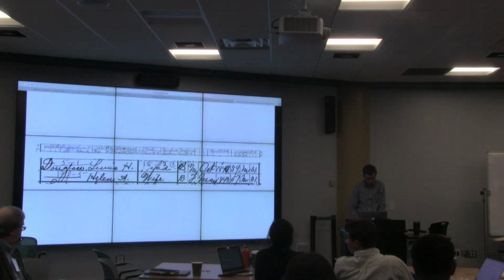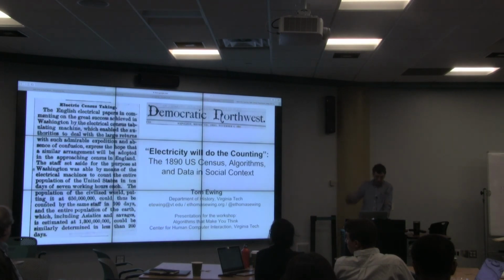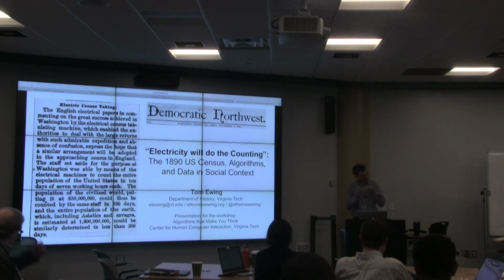And I didn't talk about it, but I put this last statement up here. There's a kind of imperialist sense here, because now we've gotten so good at counting ourselves, we can use these tools to count the rest of the world. And it wouldn't even take us very long because we have these machines. But if you look at the language down there, the 650 million people could thus be counted by the same staff in 100 days, and the entire population of the Earth, which including Asiatics and savages, is estimated at 1.3 billion. So that's just common language in this context.